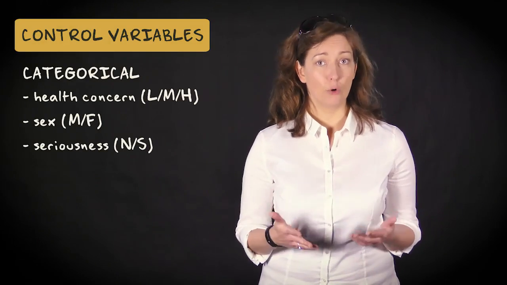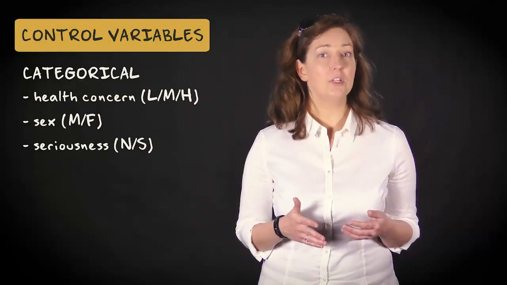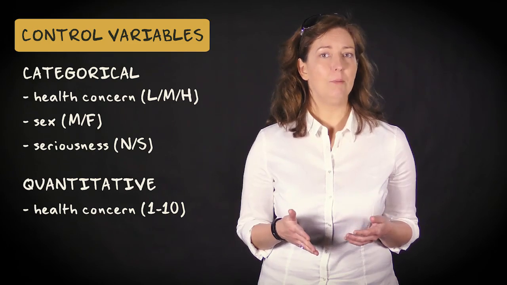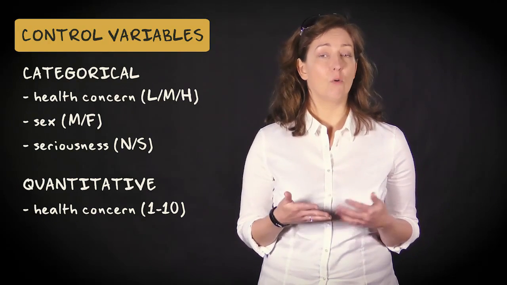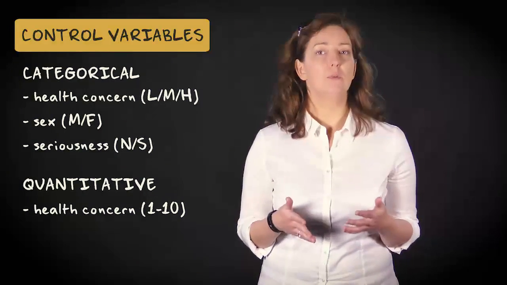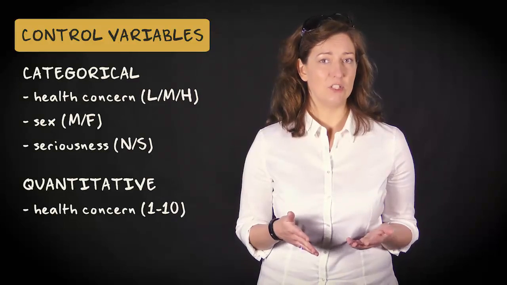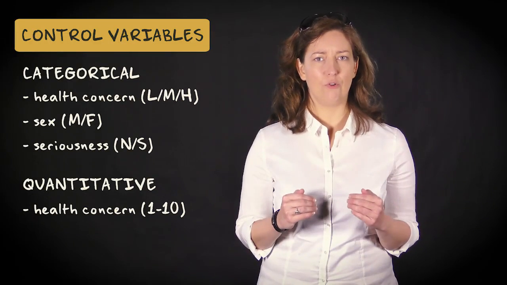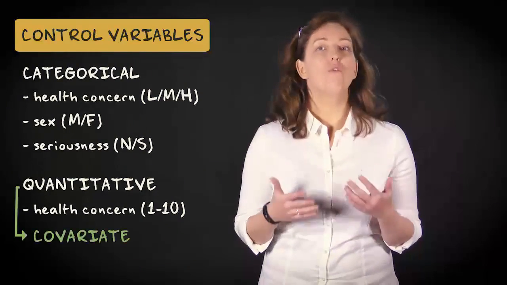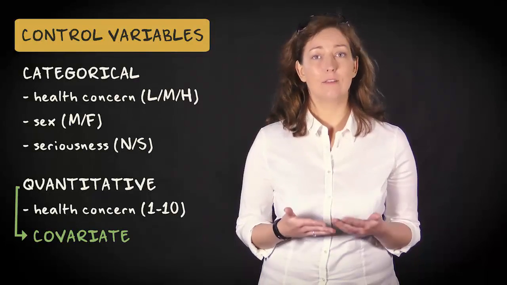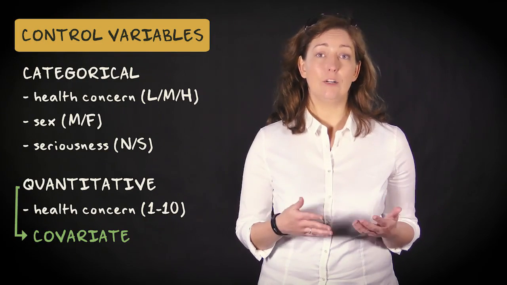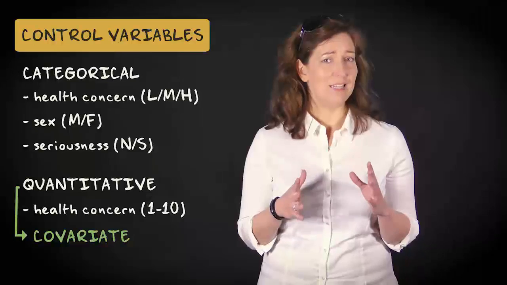Here, we've looked at categorical control variables, but control variables can also be quantitative. For example, we could have used a health concern rating between 1 and 10, measured using a questionnaire. Of course, with a quantitative control variable, it's no longer feasible to check the relation between the variables of interest at each individual value of the control variable. However, quantitative control variables can be added as a covariate in regression analysis or analysis of variance to check their influence. These techniques will be discussed in later chapters, although we won't go explicitly into covariates there.